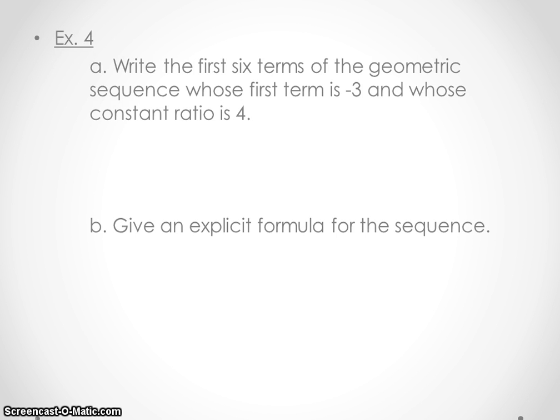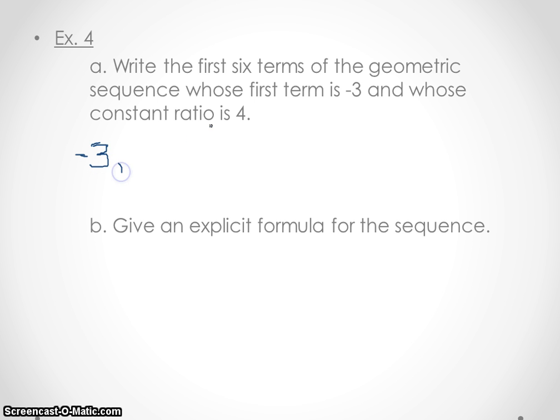All right, last example for today. Example 4 says, write the first 6 terms of the geometric sequence whose first term is -3 and whose constant ratio is 4. They already gave us one term out of the 6 that we need to find, so let's list -3 as our first term here.